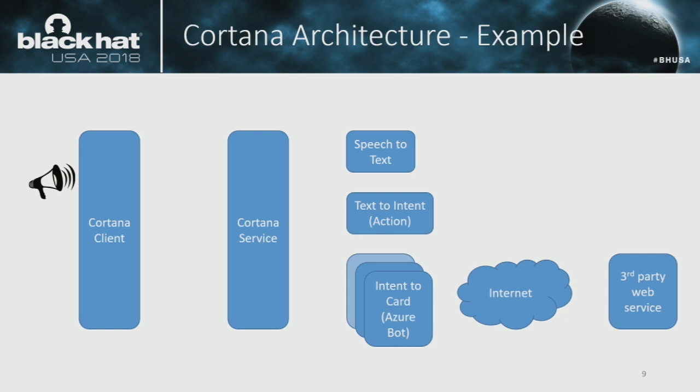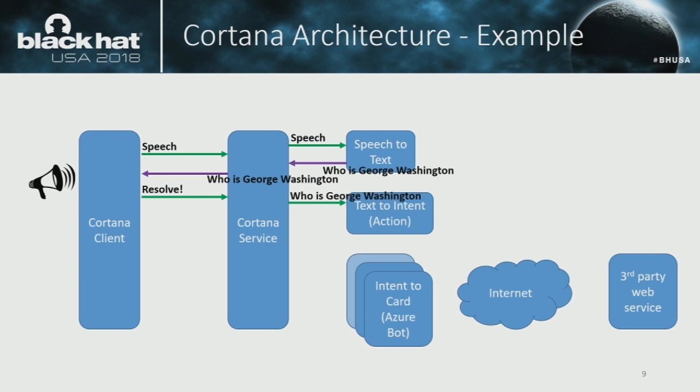Let's take a simple scenario. Who is George Washington? So this is speech going to the cloud, goes to the speech to text. We get this text: who is George Washington? The client gets it back just for display purposes. So the client says, now resolve this for me. It goes into the resolution engine, and the result is an action called search with a query parameter, George Washington. What do we do with this?